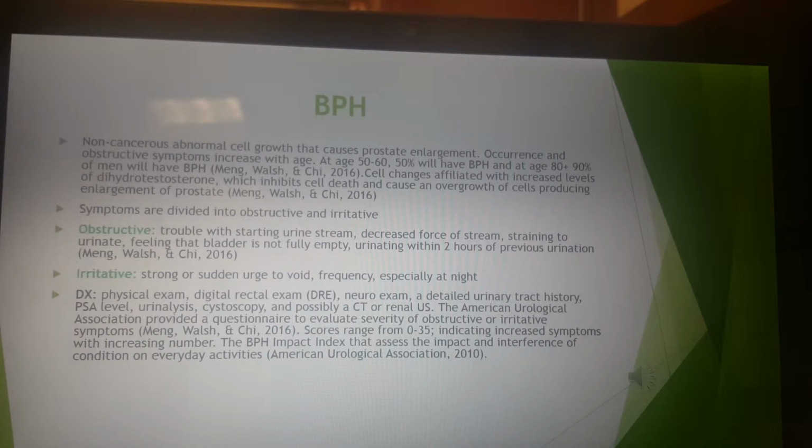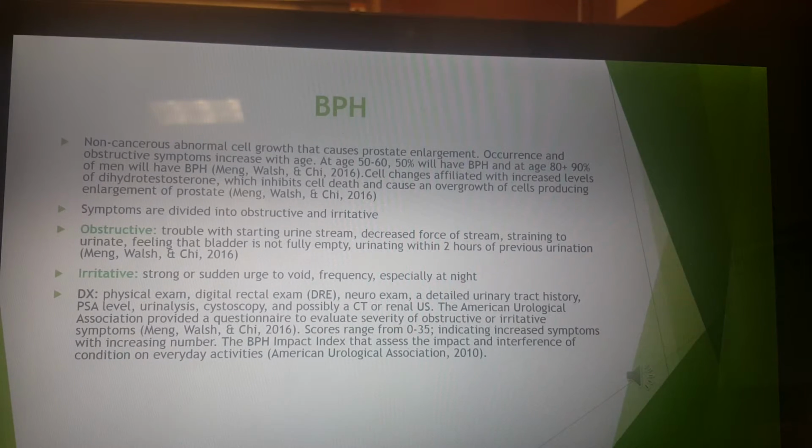Symptoms are typically divided into obstructive or irritative symptoms. Obstructive symptoms include trouble with starting or stopping urine, decreased force of stream, straining to urinate, feeling of full bladder, and urinating within 2 hours of previous urination. Irritative symptoms include strong or sudden urges to void, frequency that occurs especially at night.